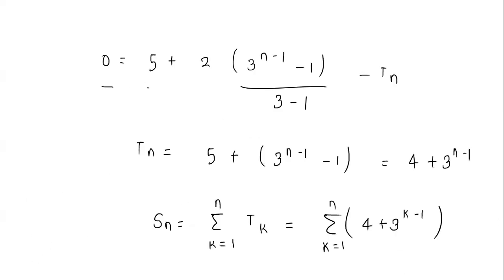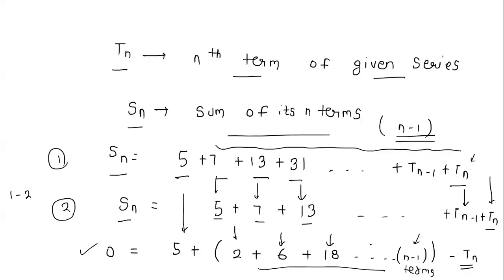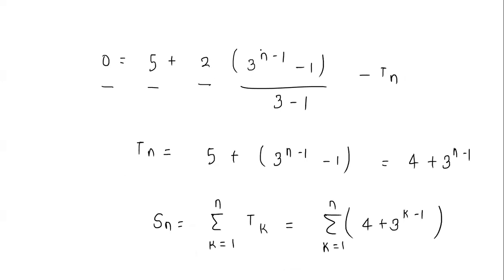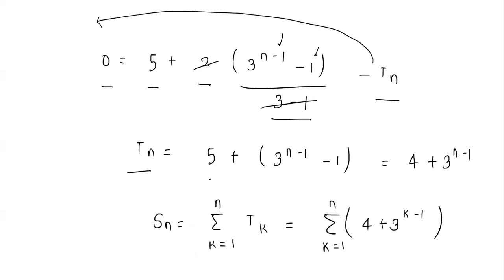So we have 0 is equal to 5 plus the sum of n minus 1 terms of this GP, which is the first term times common ratio power n minus 1 minus 1, divided by common ratio minus 1, and here it is minus Tn. So this 2 and this 2 cancel. You take Tn to the left hand side, so Tn will become 5 plus 3 power n minus 1 minus 1, and 5 minus 1 becomes 4, plus 3 power n minus 1. So this is Tn, the general form of the nth term of the given series.